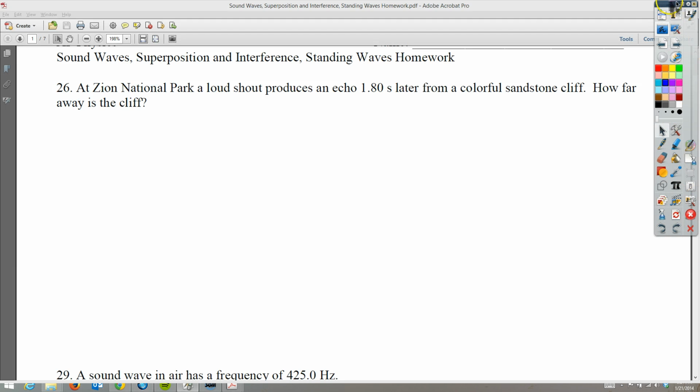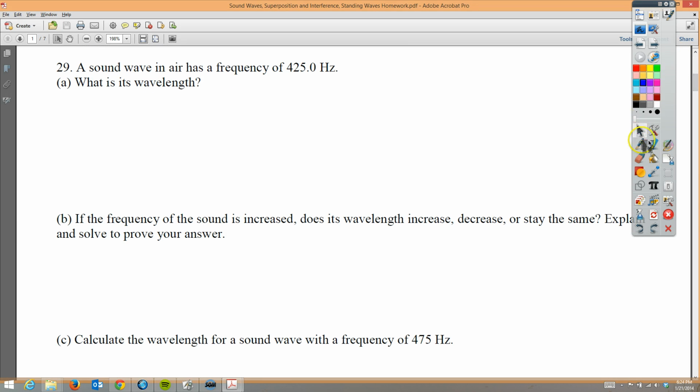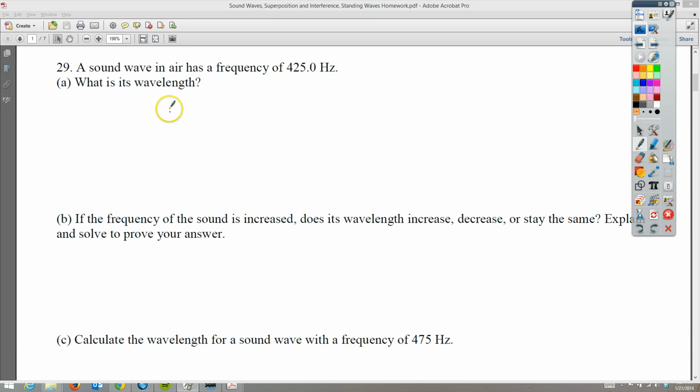For the next problem, we're looking at number 29, and they tell us that a sound wave in air has a frequency of 425. So the first thing they want us to do is find out what is its wavelength. And remember, the speed of sound should be equal to the wavelength times the frequency. So if we want wavelength, we can rearrange this equation very easily and just say it's the speed divided by the frequency. The speed of sound is about 340 meters per second, and we know that our frequency is about 425. If you divide those two, you should end up with somewhere around 0.81 meters. So that's a pretty long wavelength.